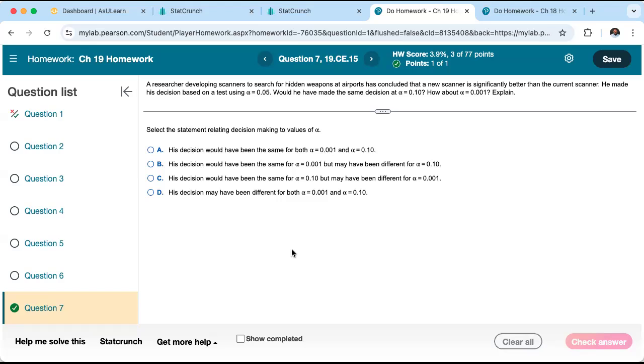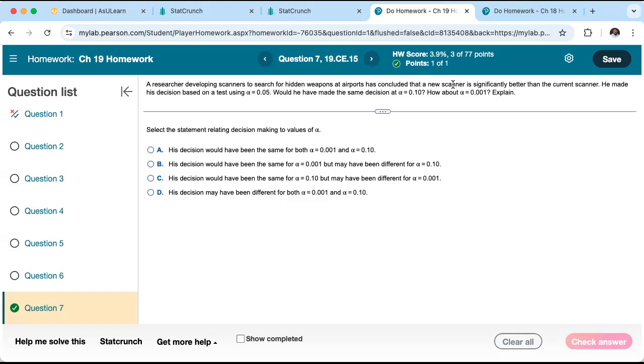Okay, I see. So when we read this one here, we can see that he concluded that a new scanner is significantly better than the current scanner. That is his conclusion. Do we all agree to that? So now my question to you is, what did he do to arrive at this conclusion? Did he reject the null hypothesis, or fail to reject it? If he concludes this way, it means he rejected the null hypothesis.